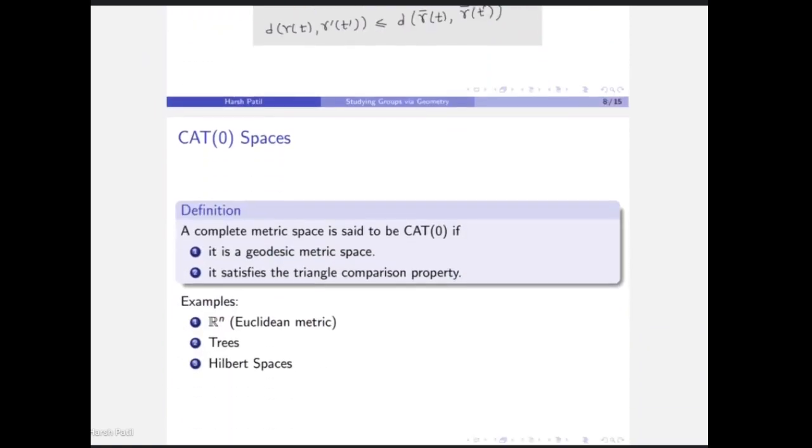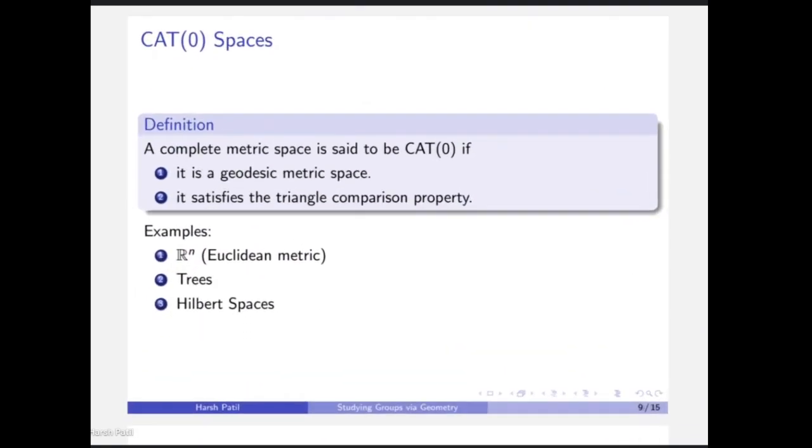Okay, so we're now going to move on to some examples of group actions on metric spaces and what they can tell us. We want to restrict ourselves to some nice class of spaces, and we also want to impose certain conditions on our action so that we can get meaningful information out of those group actions. So there's a certain class of spaces that I'm going to define now.